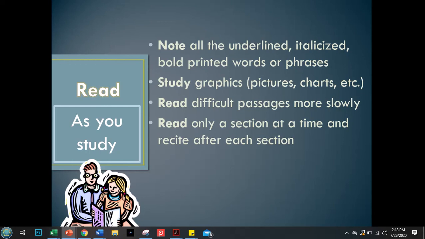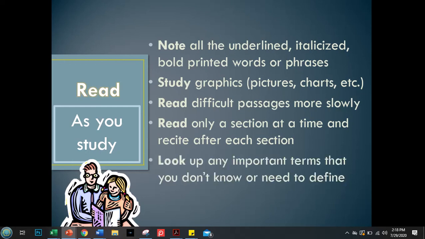So that's not going to work, especially if you have a good number of courses. When I was in college, I learned how to do this a little bit better because I was taking 21 credits all at the same time. So it would have been nearly impossible for me to just read without breaking things up apart. So look for important terms that you don't know or you need to define. And we're going to talk later about study habits for reading and how those can help you.